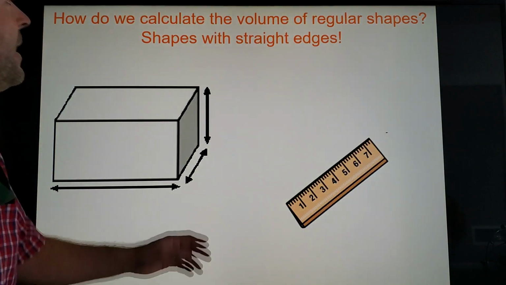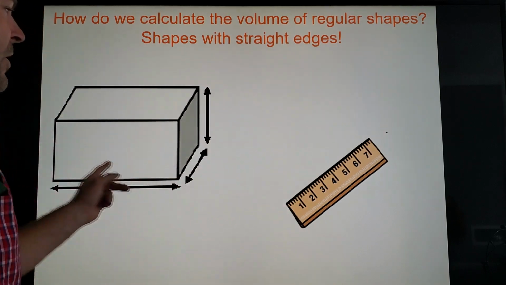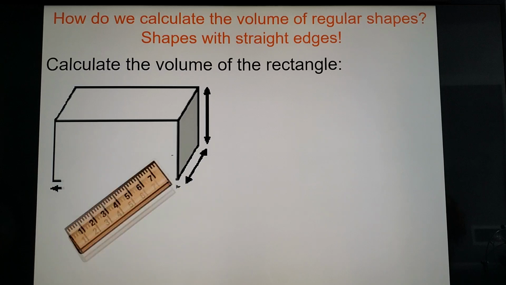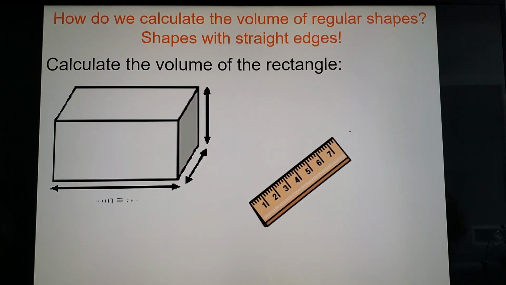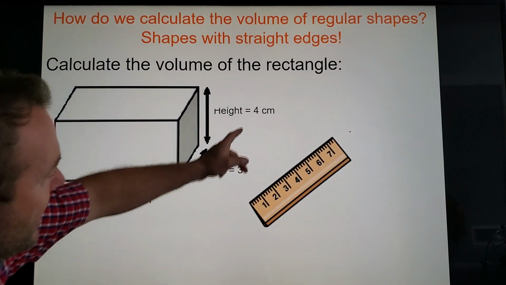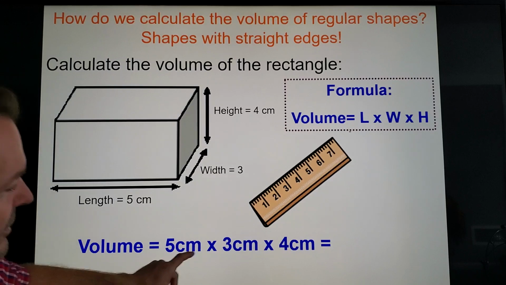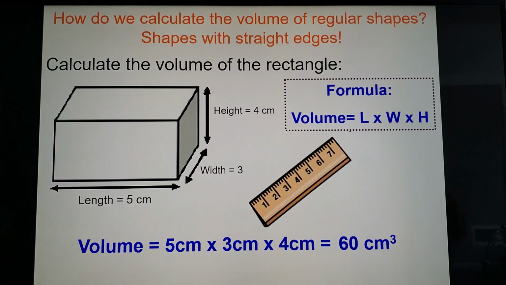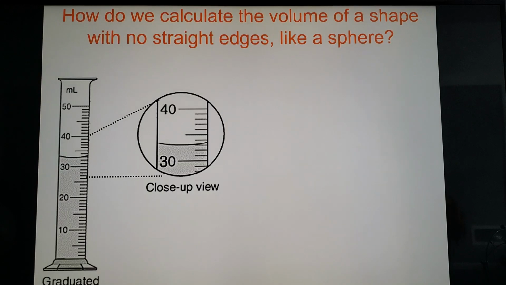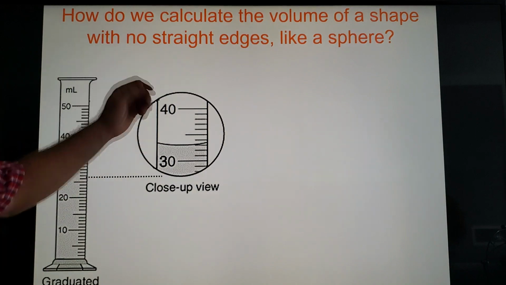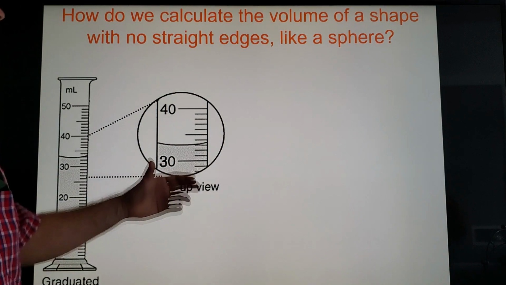Calculating volume, you know it well. For a regular shape, it's simply length times width times height. You carefully write those measurements down, and you multiply them all together. So in this case, 5 times 3 times 4 will give you the volume, and that would be in centimeters cubed, 60 centimeters cubed if you multiply it correctly.